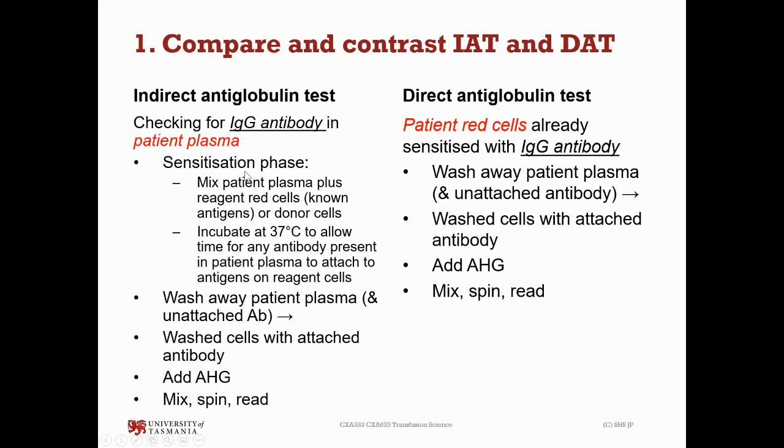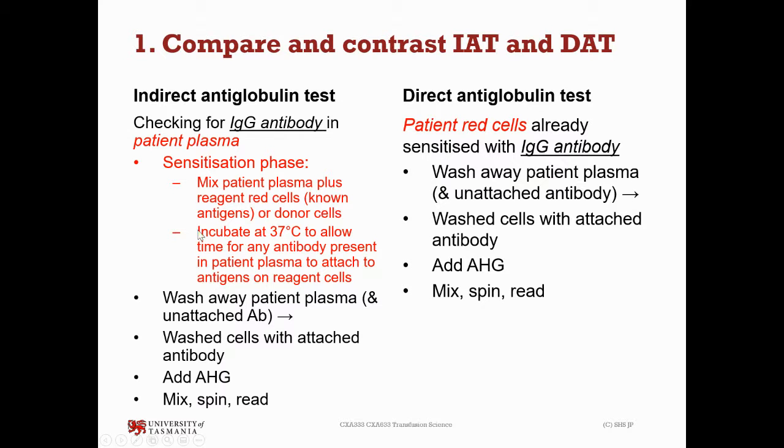And then the other difference is the fact that in the indirect antiglobulin test, we have this sensitization phase. Because in the direct antiglobulin test, the red cells have already been sensitized. Okay, they've already been sensitized in the patient, so that's in vivo. The indirect antiglobulin test, we are actually sensitizing. If there is an antibody in the plasma, then we are trying to sensitize reagent red cells with that antibody. Does that make sense?